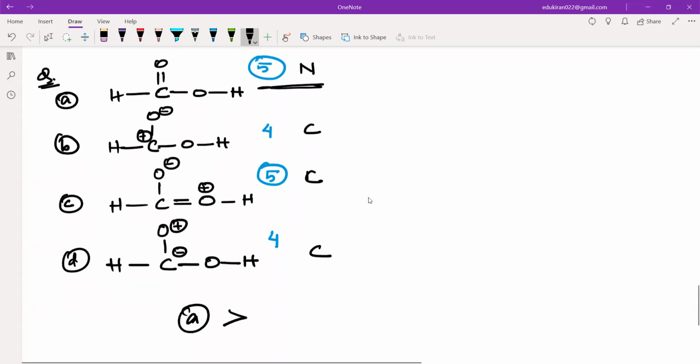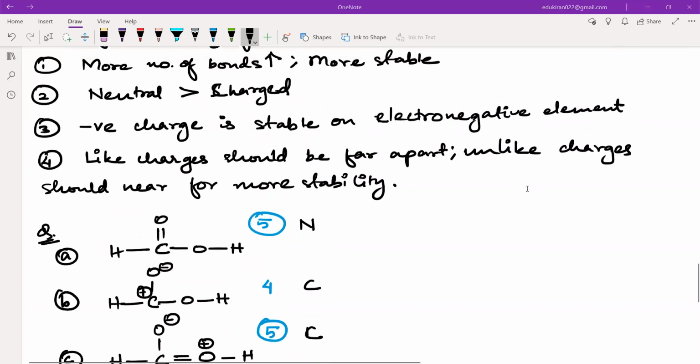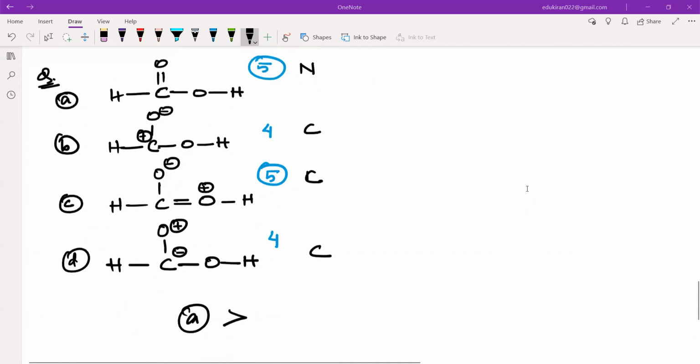What is the next criteria? Negative charge on. Tell me. Read now. You have not written this. Third criteria. What is the third criteria for stability? Hello, am I not audible? What happened? Negative charge is stable on electronegative elements. Okay, thank you very much. It took a long time, but anyway, now tell me.